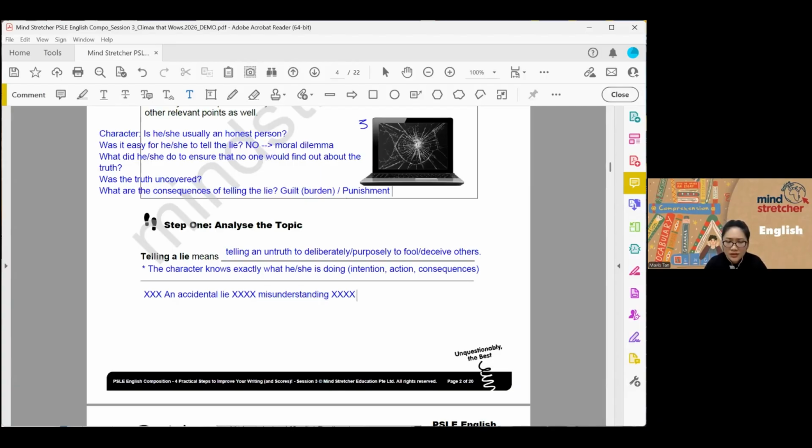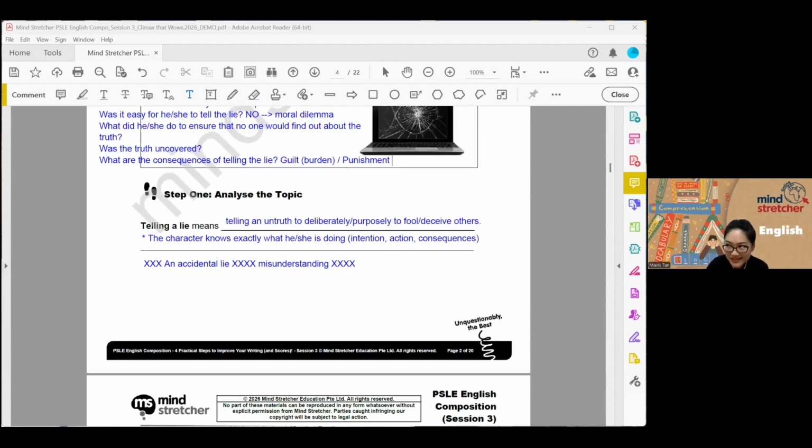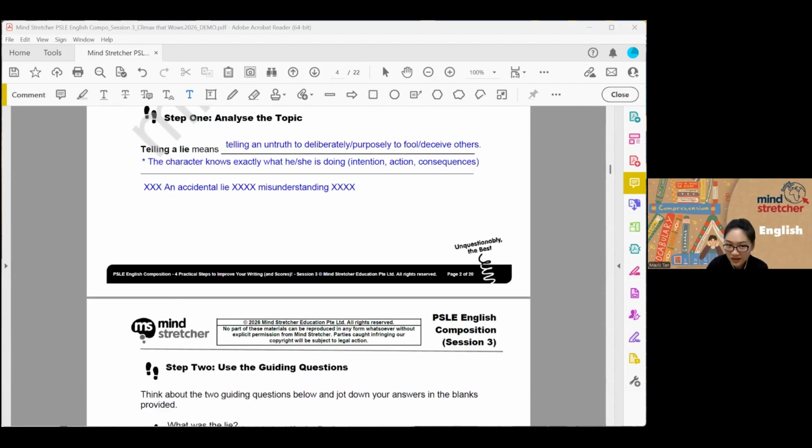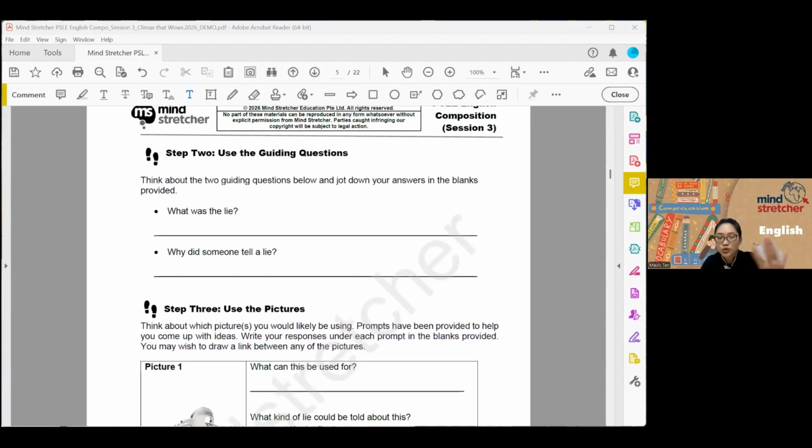Okay? We need a character who knows. Then we can go into their minds, we can understand the motivations, etc. So make sure it's this. No questions about what it is not. It is not an accident or a misunderstanding. What was the lie? Why did someone tell? I've gone through these just now, so I'm not going to belabor.